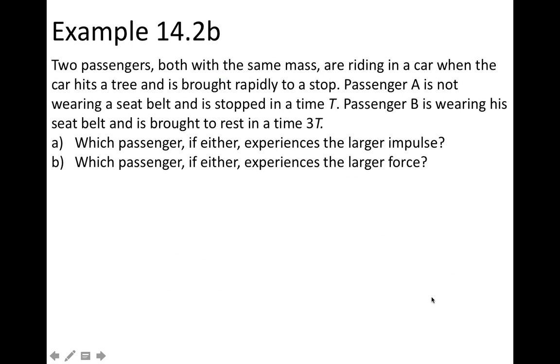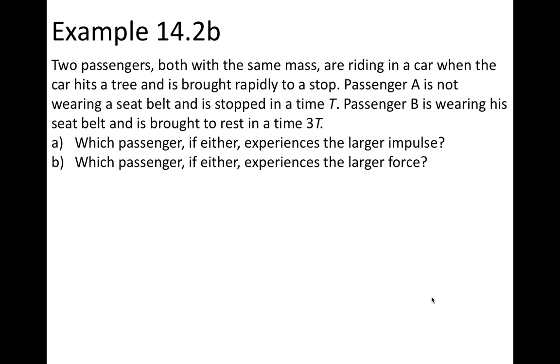Okay, in this example, we have two passengers, both with the same mass, riding in a car when the car hits a tree and is brought to a stop. Passenger A wasn't wearing a seatbelt and is stopped in some amount of time. Passenger B is wearing his seatbelt and is brought to a rest in a time 3t. That is what a safety belt does. A safety belt will bring a passenger to rest in a longer amount of time because it starts stopping them. It starts applying a force to them earlier. And so that is what is going to keep the passengers safe.